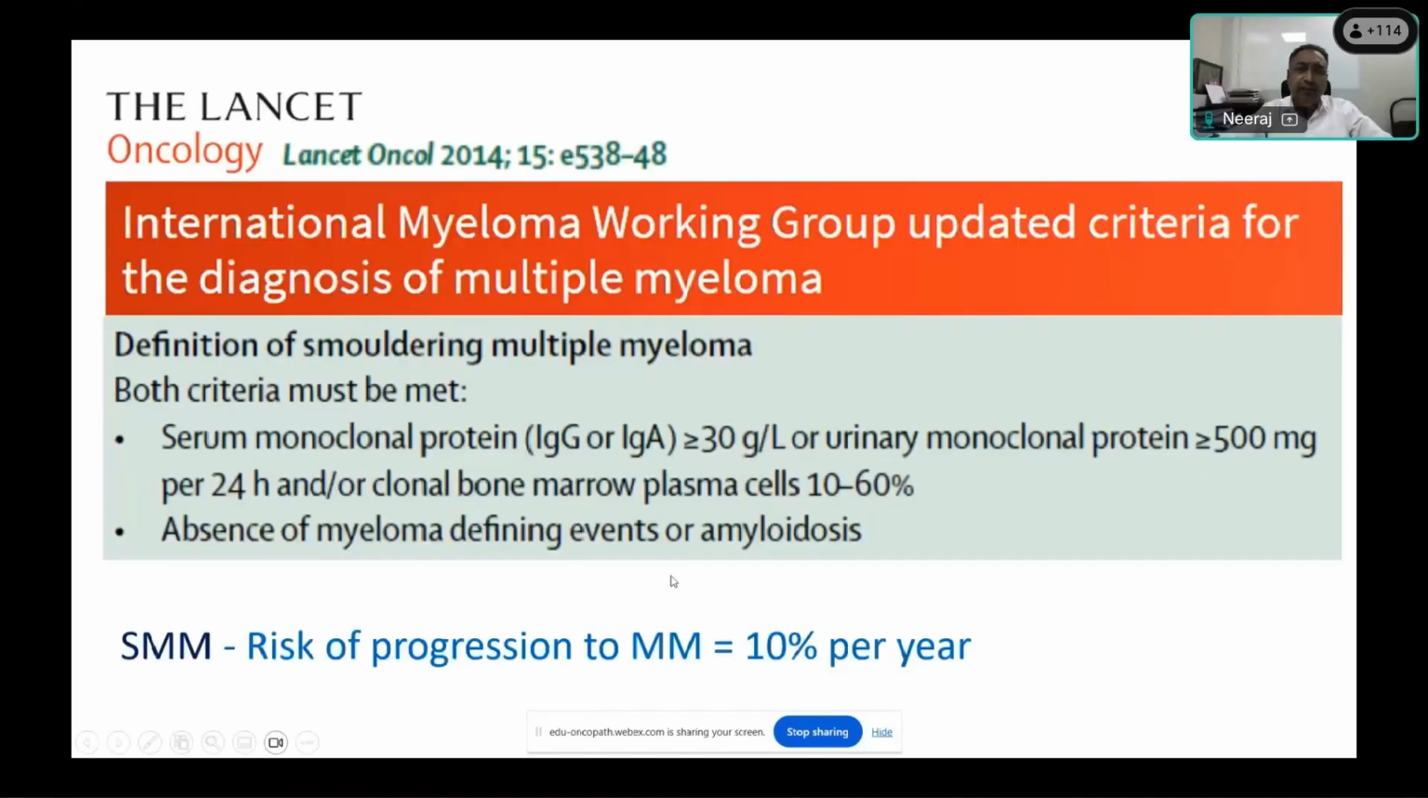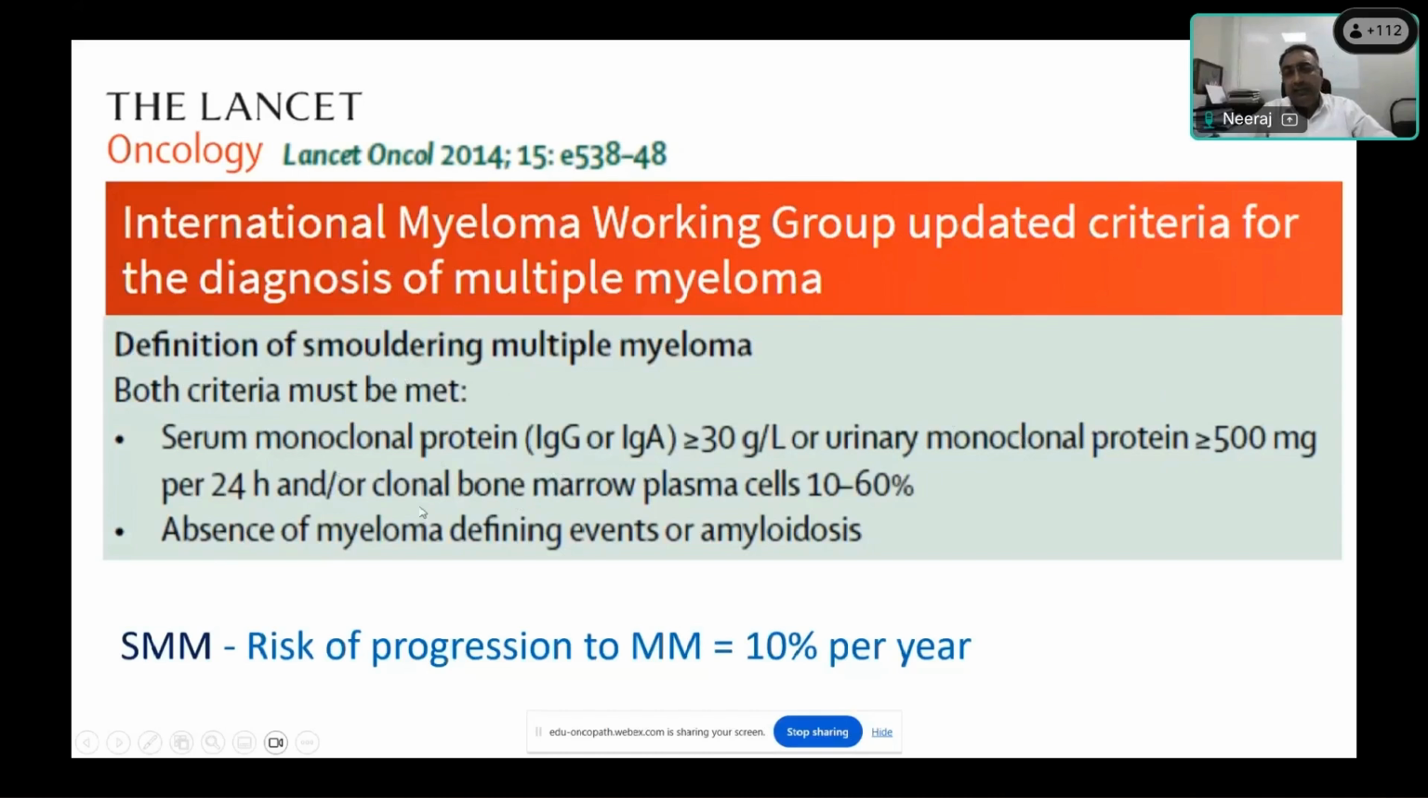When you define smoldering myeloma further, both criteria must be met. The serum monoclonal protein should be more than 3 grams, or the urinary monoclonal protein should be more than 500 milligrams per 24 hours.